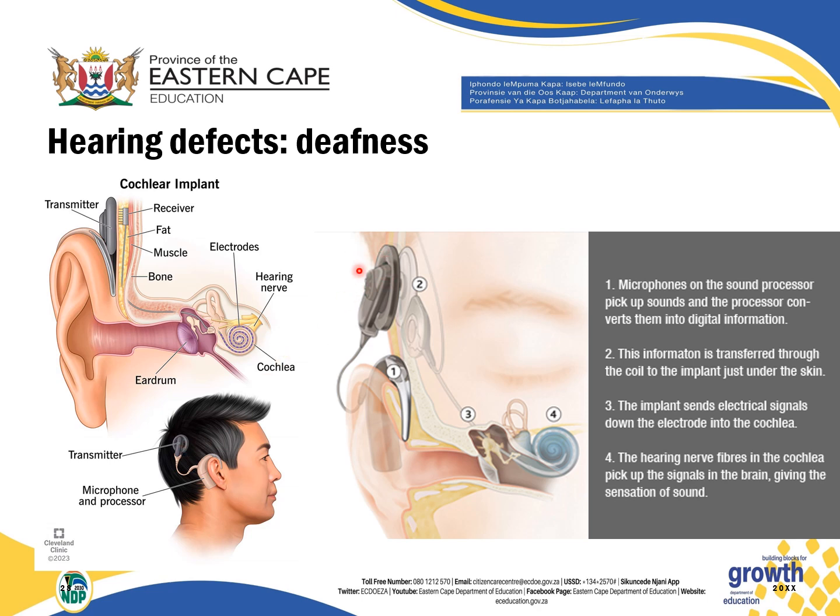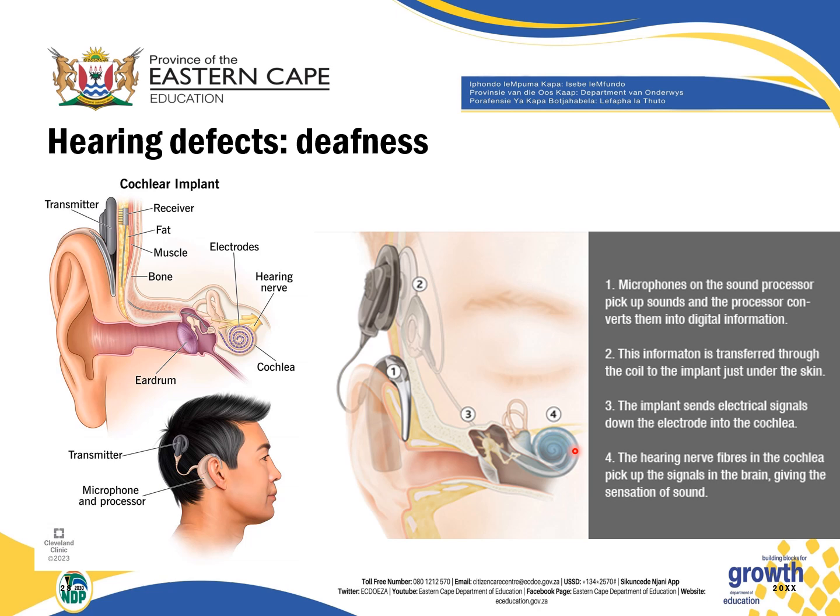This information is then transferred through the coil to the implant under the skin. The implant sends electrical signals down the electrode and into your cochlea. These electrical signals stimulate the nerve fibers in the cochlea, which creates an impulse in the nerve fibers that are then sent to the cerebrum in the brain to be interpreted as sound. So your cochlear implant is taking the place of the receptors or the organs of Corti in the cochlea.